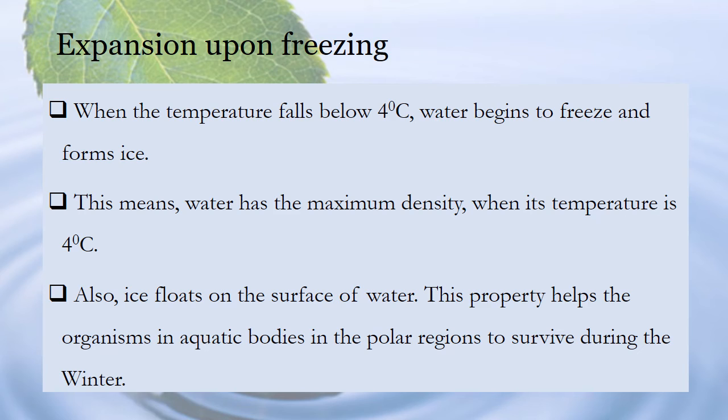Expansion upon freezing. When the temperature falls below 4 degrees Celsius, water begins to freeze and forms ice. This means water has the maximum density when its temperature is 4 degrees Celsius. Also, ice floats on the surface of water. This property helps the organisms in aquatic bodies, especially in the polar regions, to survive during the winter.